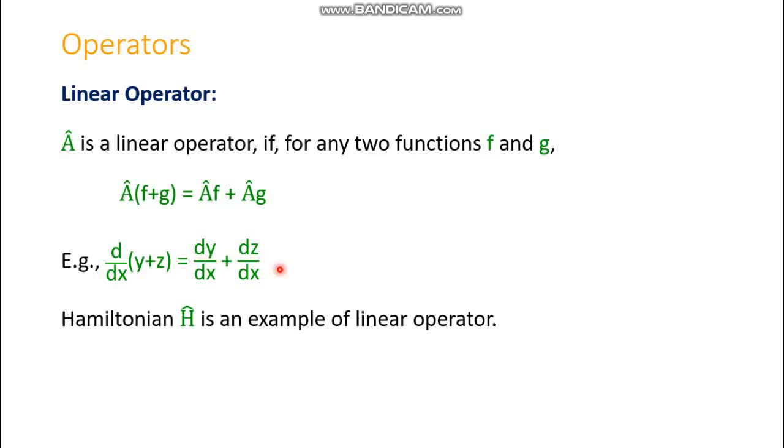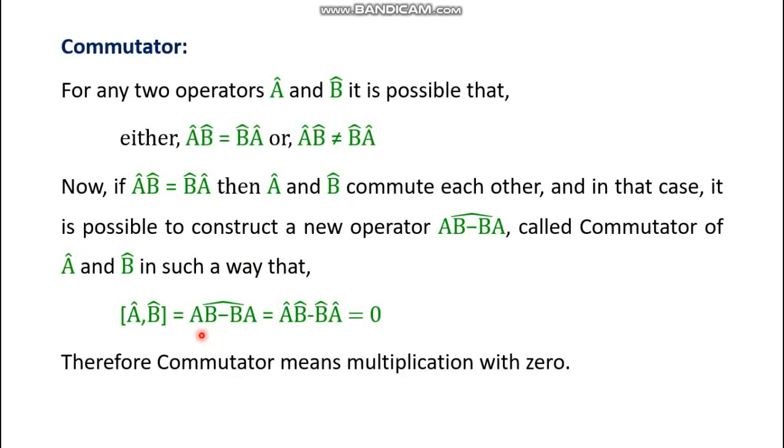And the Hamiltonian operator, which we have already discussed in the previous lecture during the discussion of the postulates of quantum mechanics, is also an example of a linear operator. But taking the square root is not a linear operator at all, because √(x + y) is not equal to √x + √y.